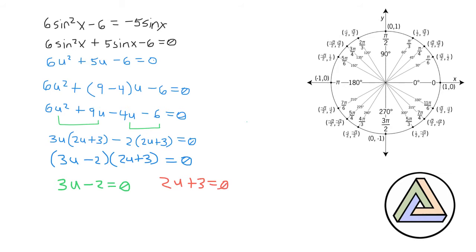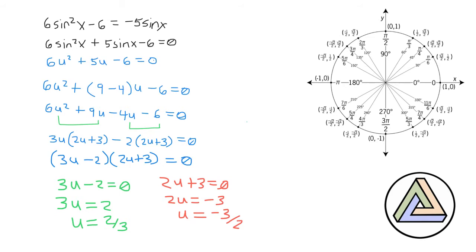Focusing on the first equation, 3u would equal positive 2. Dividing both sides by 3 would give me u equals 2/3. And then focusing over here, subtracting 3 from both sides would give me 2u equals negative 3. Dividing both sides by 2 would give me u equals negative 3 divided by 2.